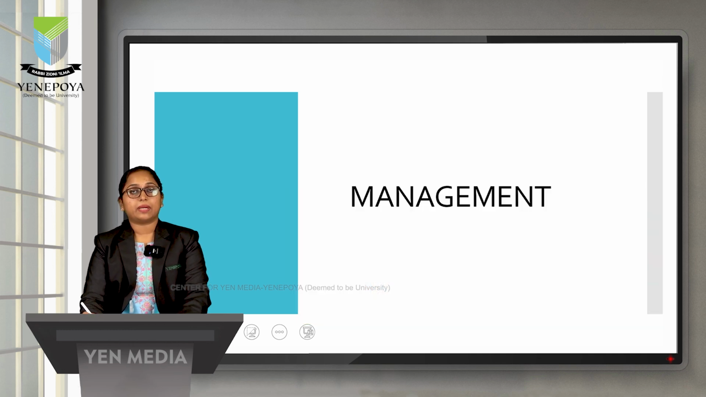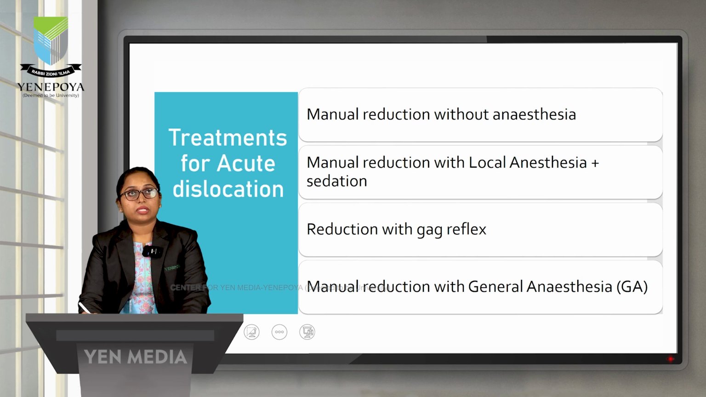Next, coming to the management. It varies according to whether it is acute or chronic, so the management will vary. Treatment for acute dislocation is manual reduction without anesthesia, or manual reduction with local anesthesia and sedation, or reduction with the gag reflex, or manual reduction under general anesthesia.